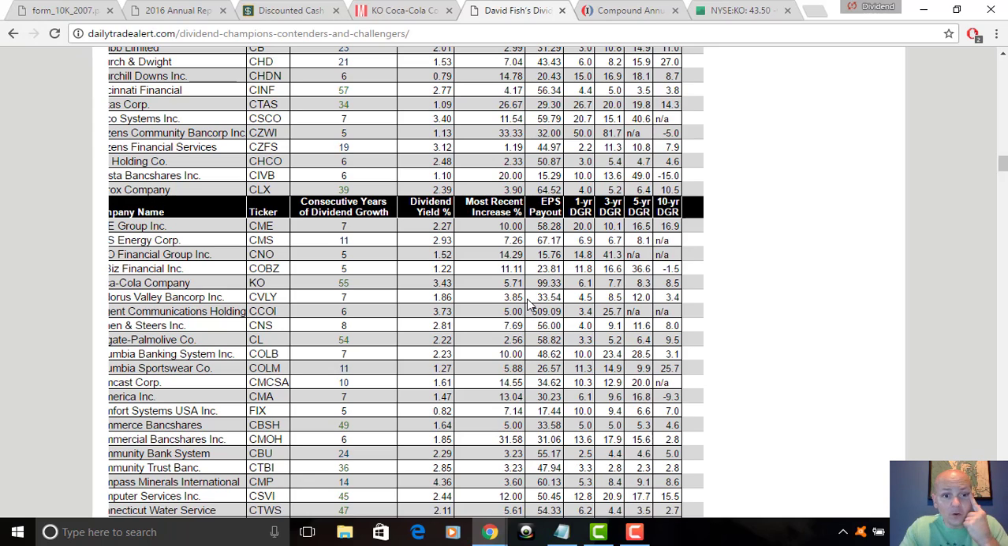So overall, the dividend metrics here for Coke are strong because you've got the 50 plus years of consecutive dividend growth. You've got a great yield. This yield of 3.4% is well above the broader market. That's more than 100 basis points over what the S&P 500 pays right now. And you've got a recent dividend increase of almost 6%, which is well in excess of inflation, which is fantastic. But that payout ratio is a major red flag.